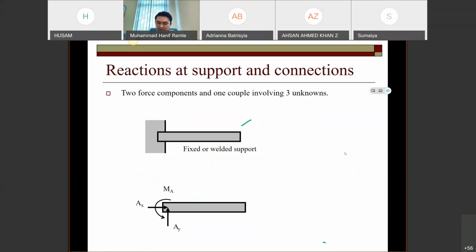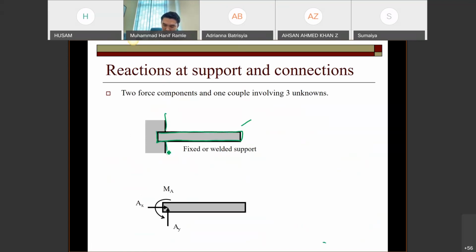Okay. If you found this system, you will get three unknowns. Three unknowns. Why three unknowns? Where the rigid body is fixed or welded support. So let's say this one is the wall, for example, and this is the rigid body that fits permanently in the wall. Permanently, not touching, but permanently fixed like this. Okay, fixed inside the wall.